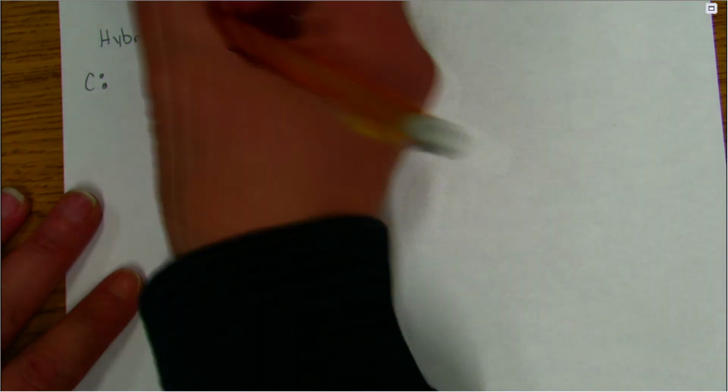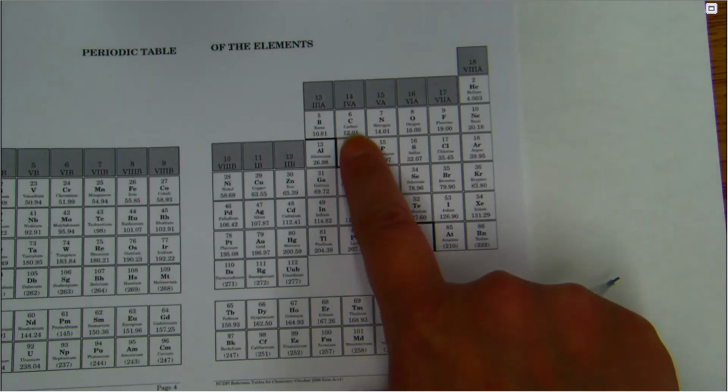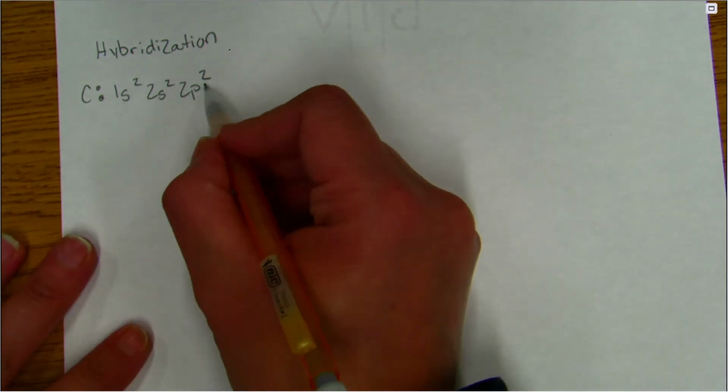If I wanted to draw the electron configuration for carbon, it is 1s2, 2s2, 2p2. All right, carbon ends in 2p2. So carbon has 4 valence electrons. 2 plus 2 is 4.